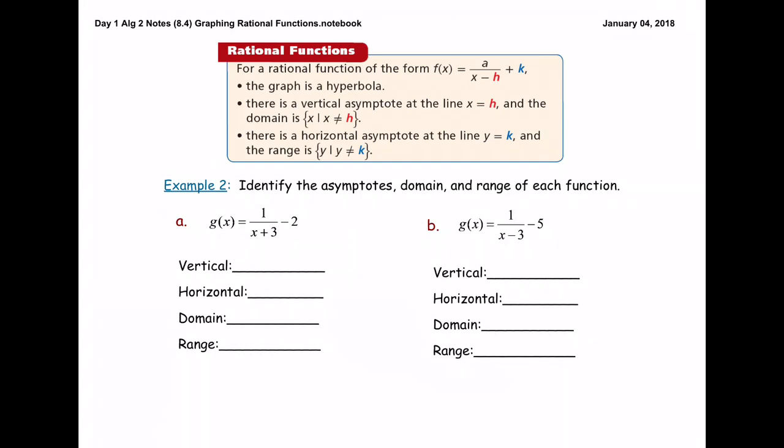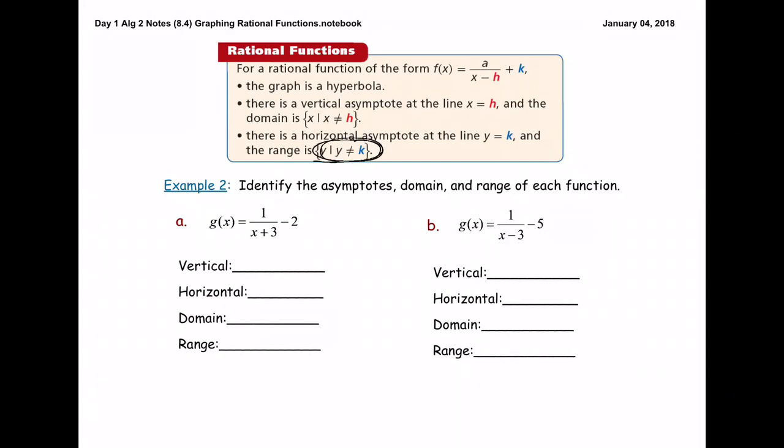For a rational function of the form f of x is equal to a over x minus h plus k, the graph is what we call a hyperbola. There's a vertical asymptote at the line x is equal to h, which means the domain cannot equal that h value. So x cannot equal h; the only x value that our graph would not touch is when x is equal to h. There's a horizontal asymptote at y is equal to k. The range for that means that the y value cannot be equal to k.